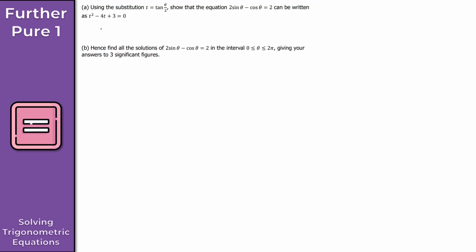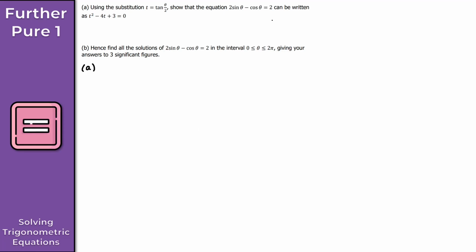As we can see for question 1, this is split into 2 parts. Let's begin with part A. Now for part A it says, using the substitution t equals tan of theta over 2, show that this equation can be written as t squared minus 4t plus 3 is equal to 0.